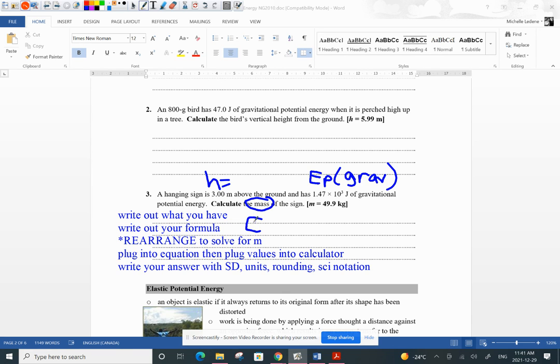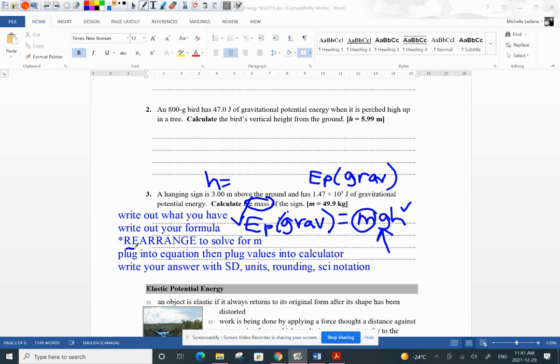When you write out your formula, EP due to gravity is equal to mgh. Now, you have the height. You are looking for the mass of the sign. You have the EP due to gravity. You always have, because you're on Earth, the acceleration due to gravity. So don't forget that you have that. It's in your data booklet.